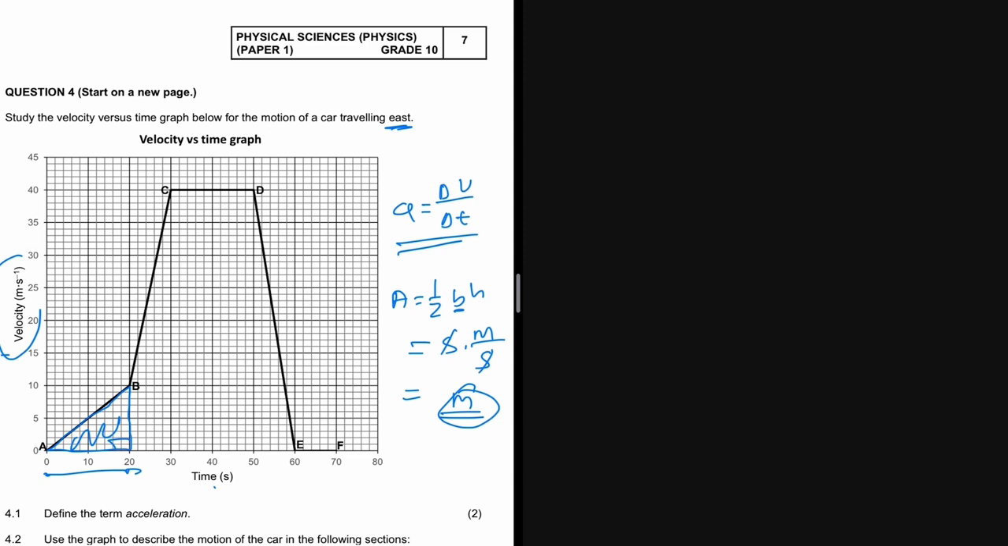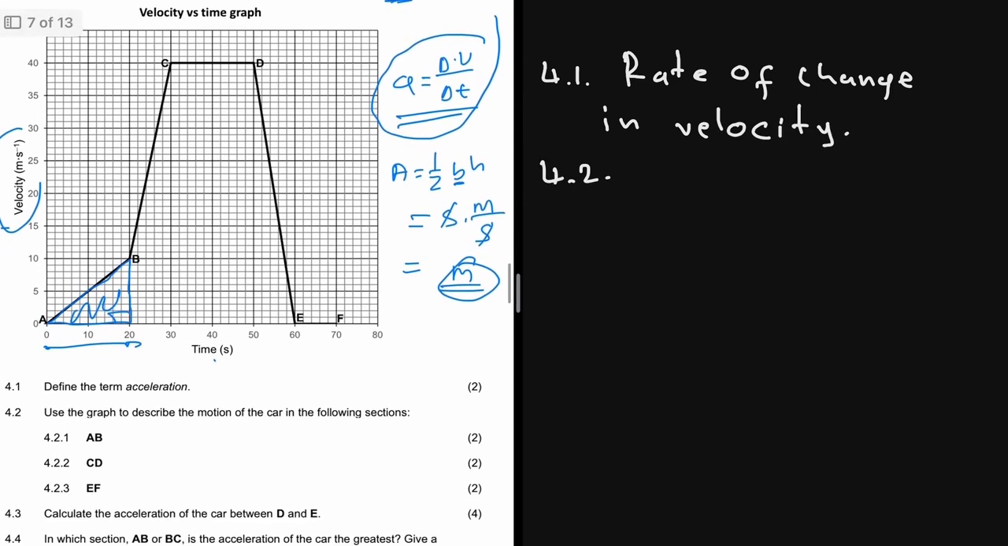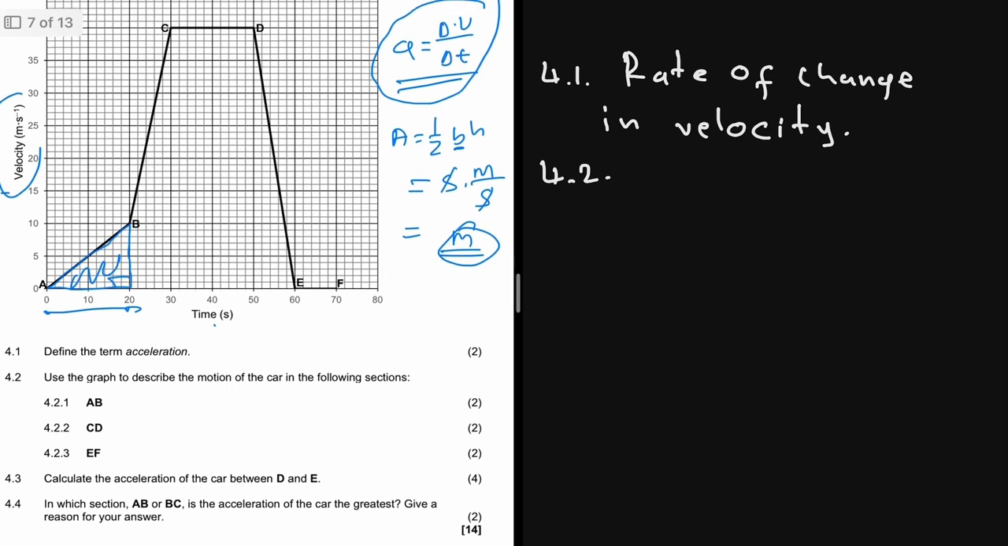With that being said, we can start to answer the questions. Question 4.1, they say define the term acceleration. Remember, you can define acceleration by this equation: it is the rate of change in velocity. So 4.2, they say use the graph to describe the motion of the car in the following sections from A to B. I have already explained this.